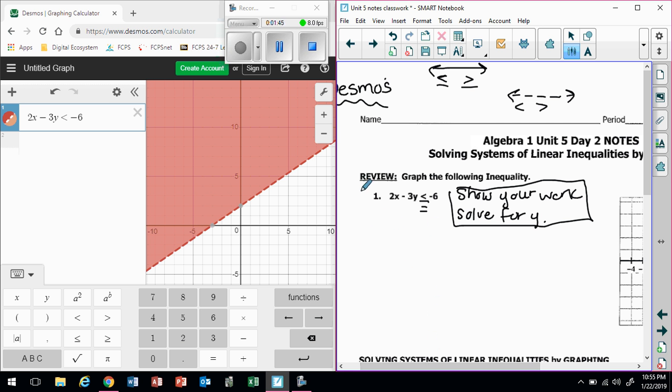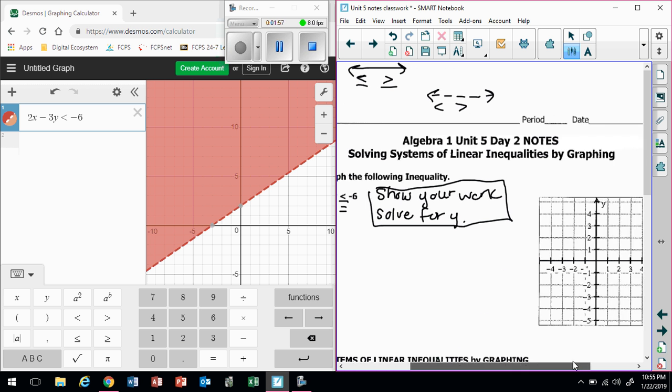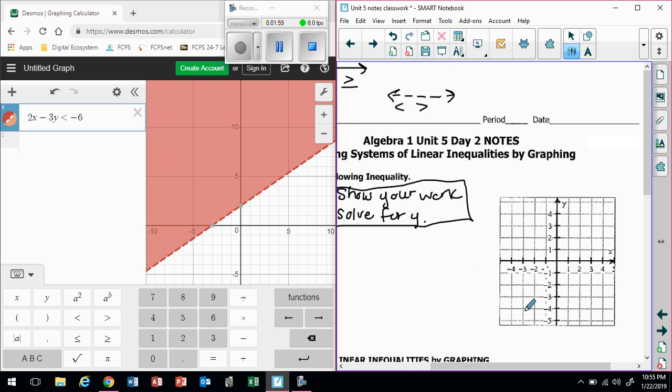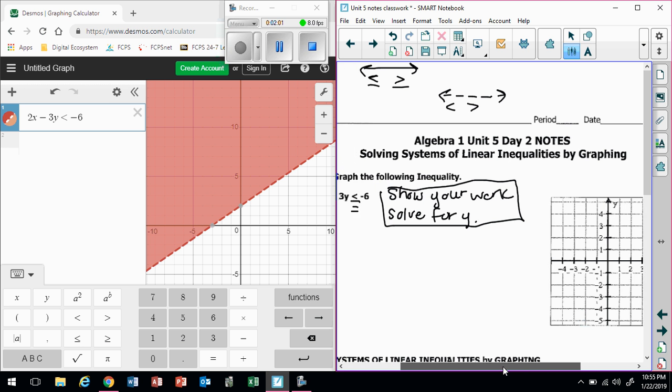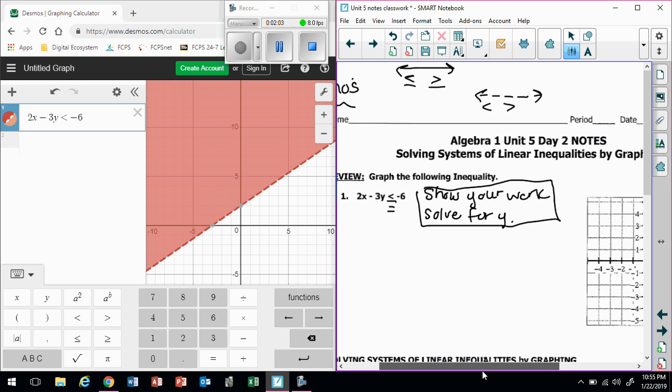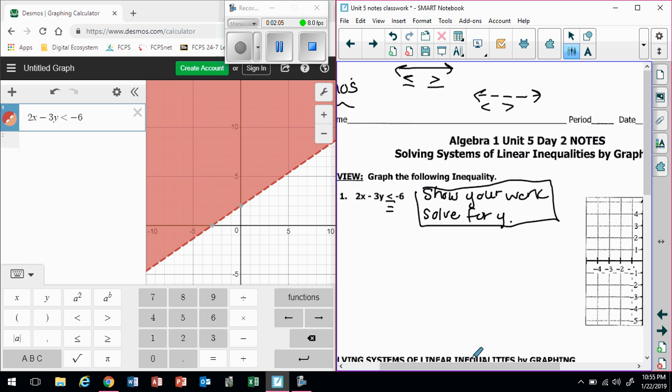I want you to go ahead and finish this one right here. I've already typed it in here for you. You can take your time, pause the video, make sure you solve for y, and make sure you do the graph correctly. Now that we got that out of the way, we're going to move on to solving systems of linear inequalities by graphing. I'm so super excited about this.